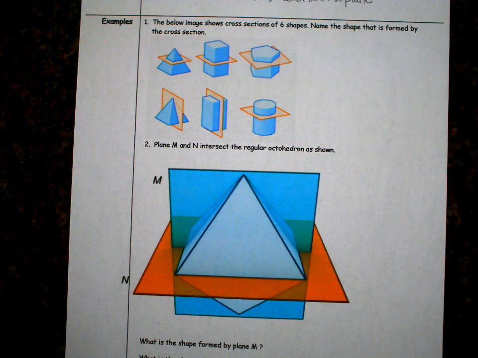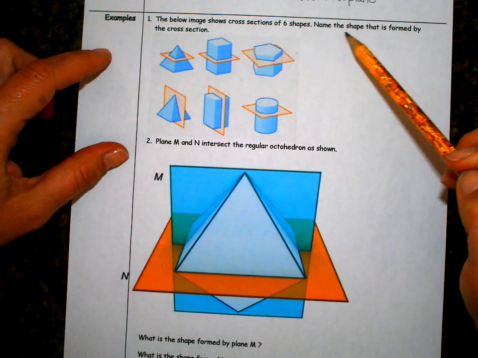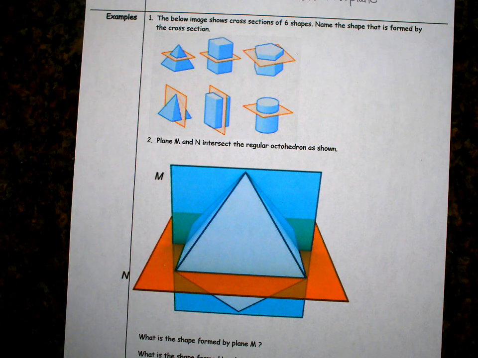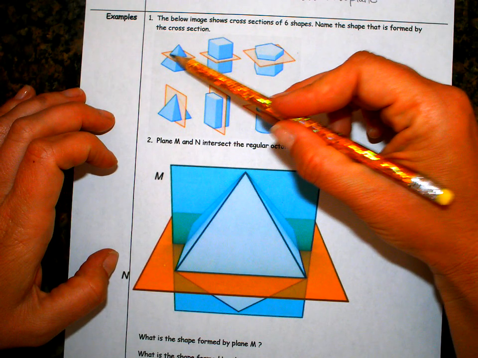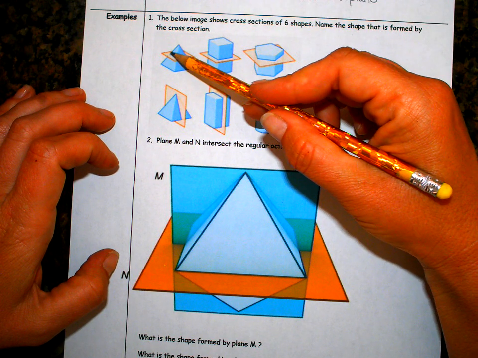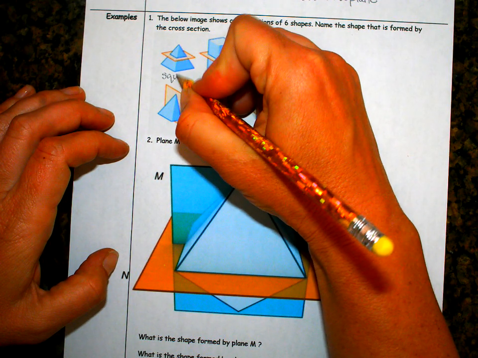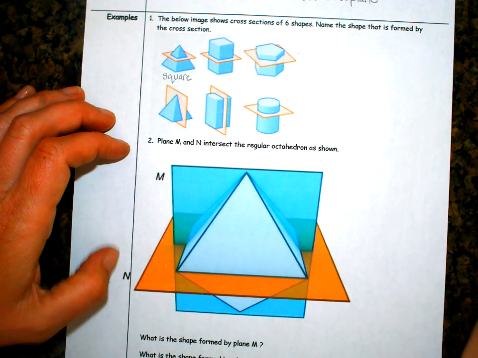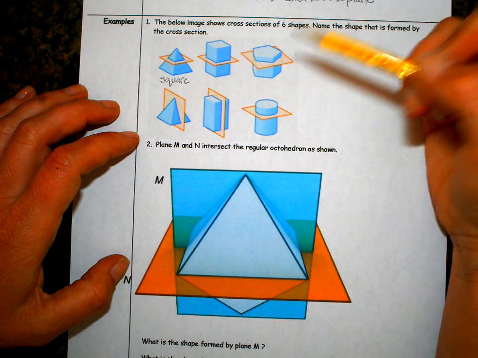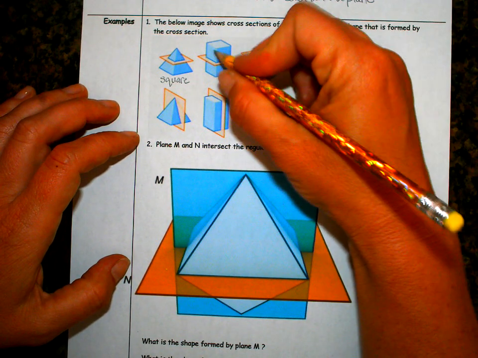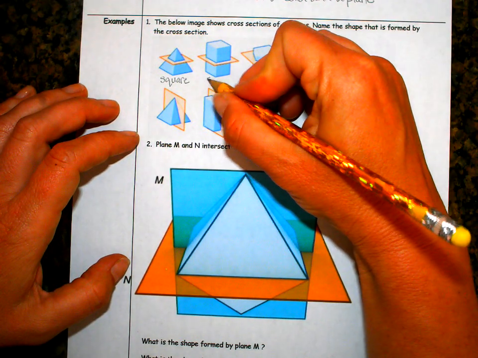Number 1. The below image shows cross sections of 6 shapes. Name the shape that is formed by the cross section. So that's this orange, this plane intersects the blue pyramid. It's going to become a square when the cross section is a square. How about here? When this plane intersects the rectangular prism, what shape is my orange or the cross section? It will also be a square.